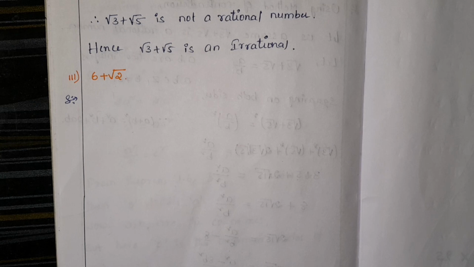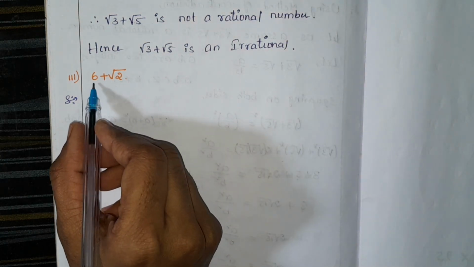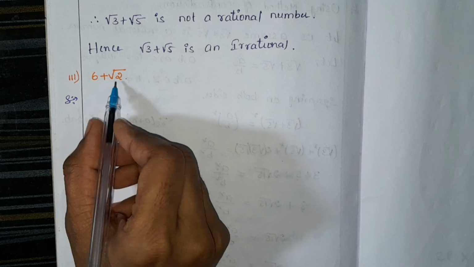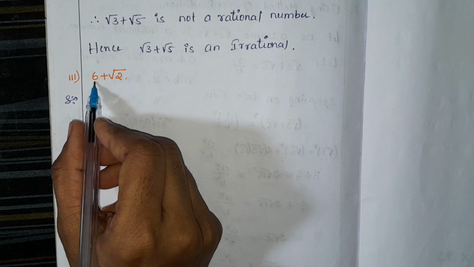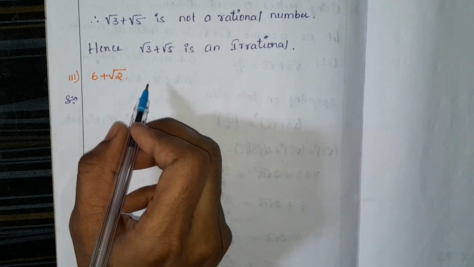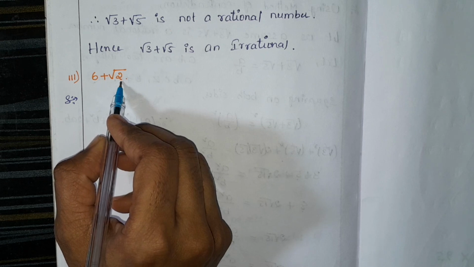Today, 10th class, first chapter Real Numbers, exercise 1.4, first bit, third sum. 6 plus root 2. Here, 6 is a rational number and root 2 is an irrational number. The sum of a rational number and an irrational number is an irrational number only. We have to prove that it is an irrational number.